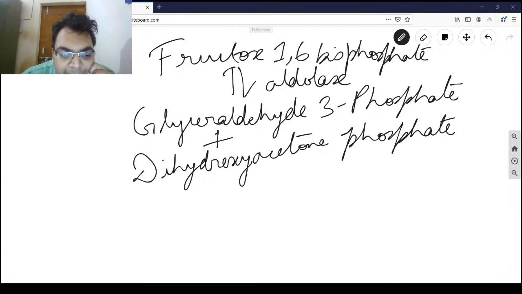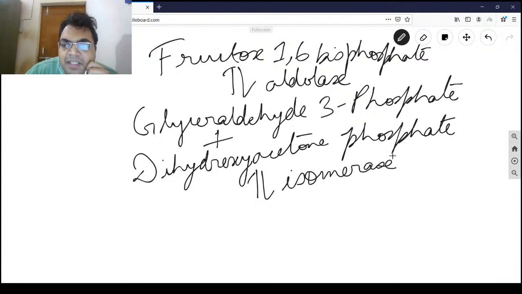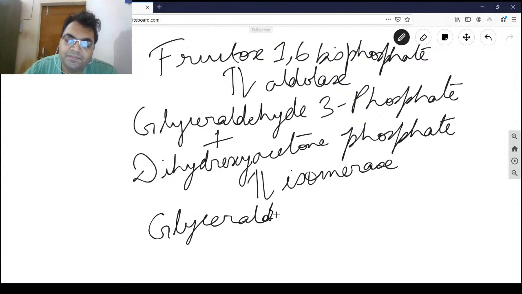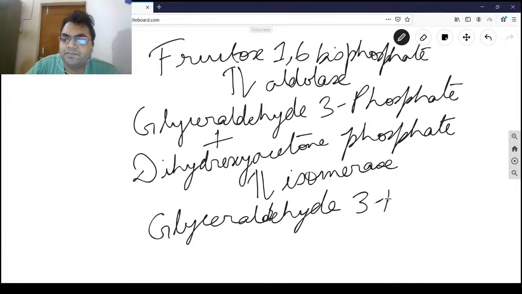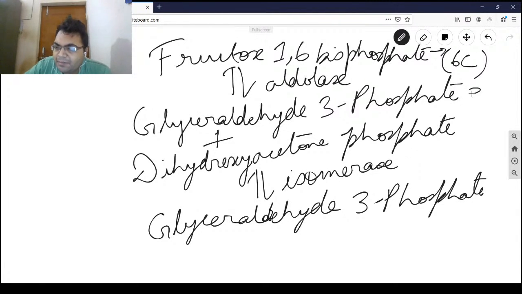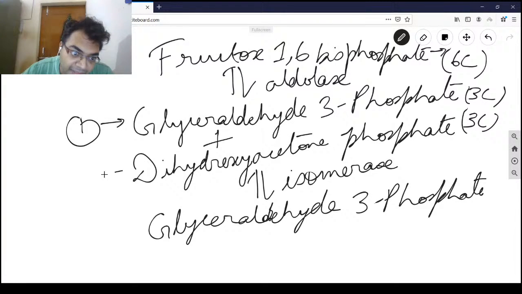So these two compounds, like we had talked about, and now dihydroxyacetone phosphate will be changed back to glyceraldehyde 3 phosphate by an isomerase enzyme. Now if you see, fructose 6 phosphate is a 6 carbon compound. Dihydroxyacetone phosphate and glyceraldehyde 3 phosphate both are 3 carbon compounds.